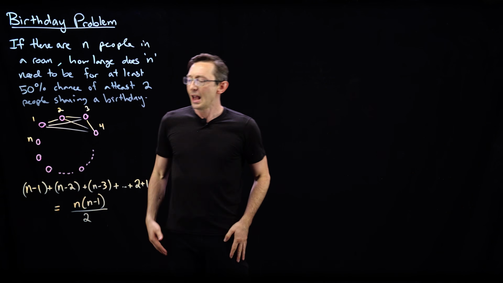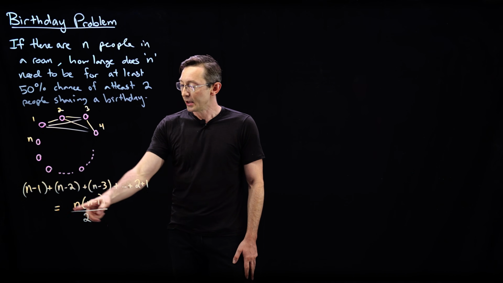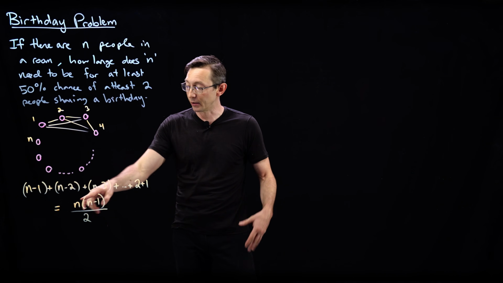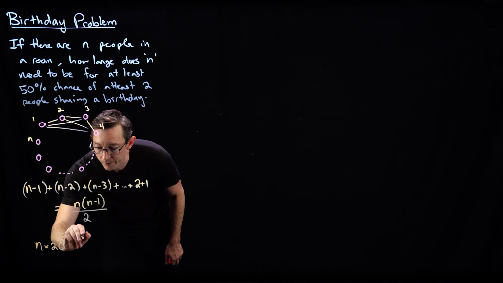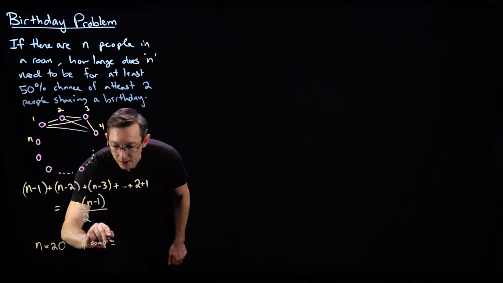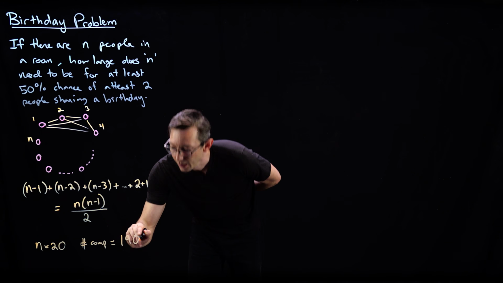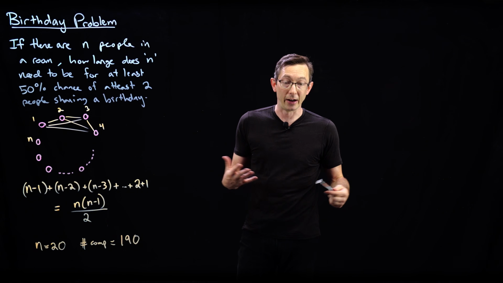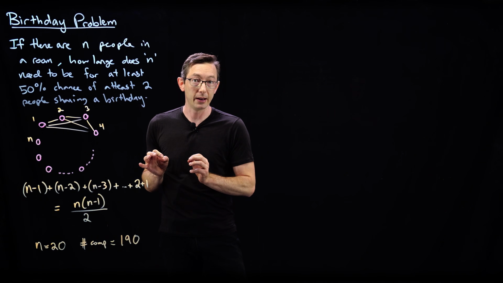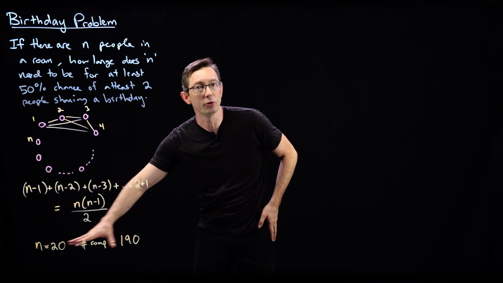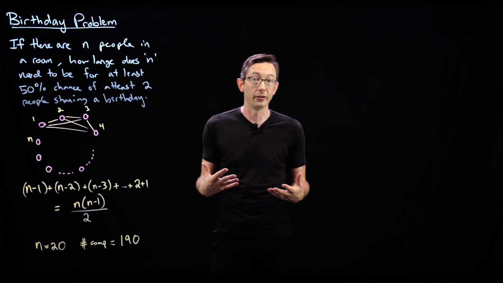This gives you some intuition for why the answer is much, much smaller than 365 divided by 2. This number actually gets big faster. For n equals 20, the number of comparisons is 20 divided by 2, which is 10, times 19, which is 190. That's already bigger than 365 divided by 2. We're looking for a 50% chance of two people sharing a birthday. So you can imagine that with roughly 20 people, you should have enough comparisons to get close to 365 divided by 2.